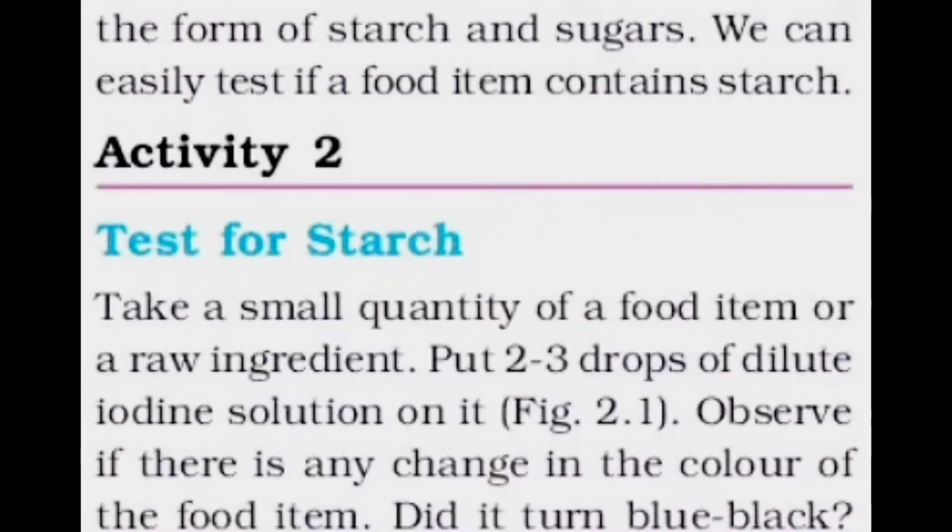Activity 2. Test for starch. Take a small quantity of a food item or a raw ingredient. Put 2 to 3 drops of dilute iodine solution on it. Observe if there is any change in the color of the food item. Did it turn blue-black? A blue-black color indicates that it contains starch. Repeat this test with other food items to find out which of these contain starch. Enter all your observations in table 2.2.